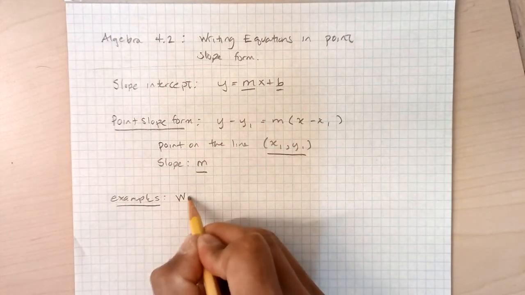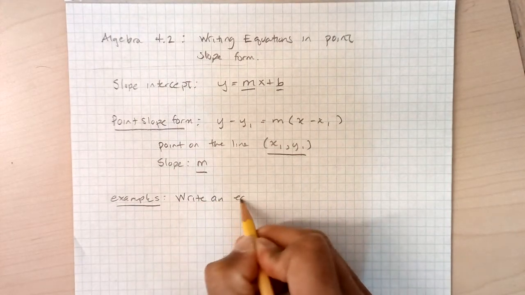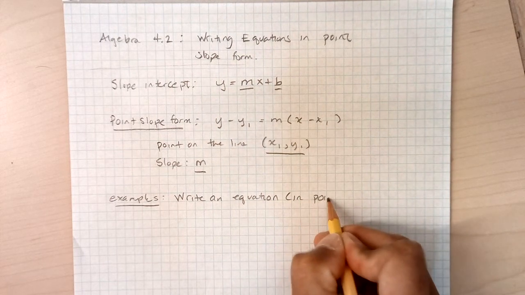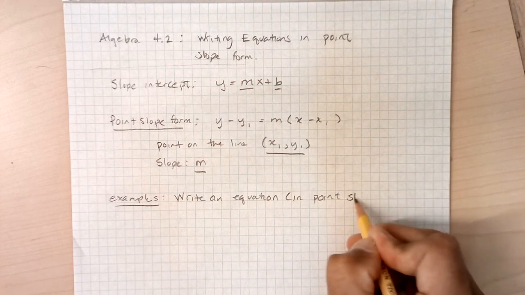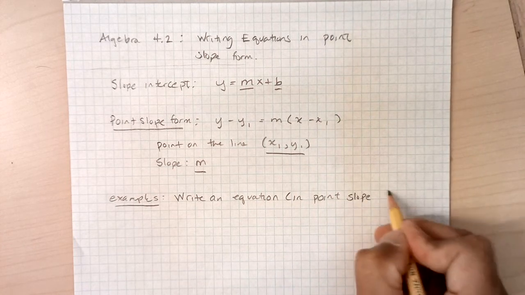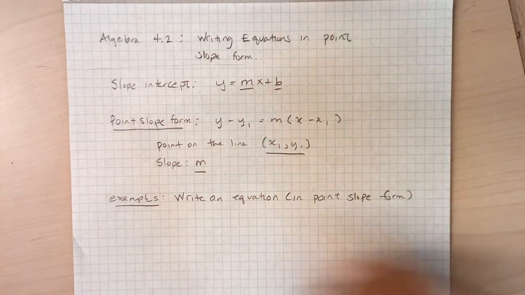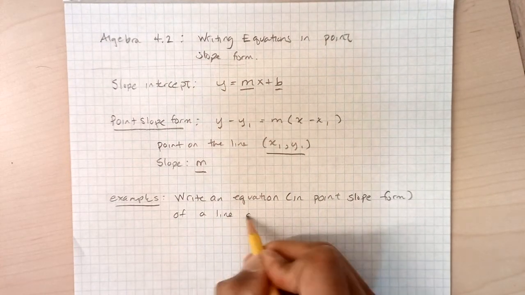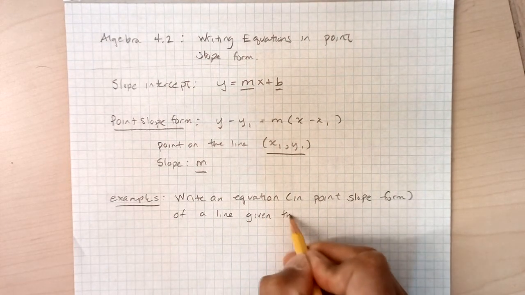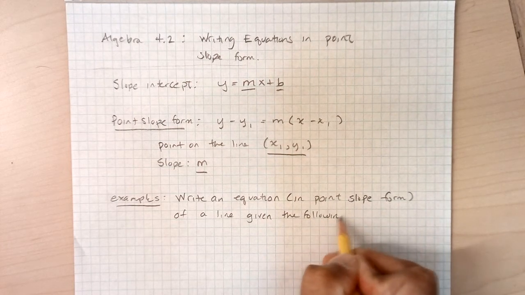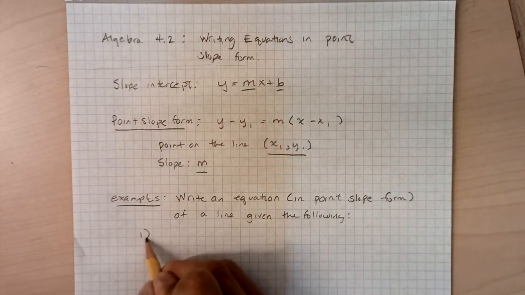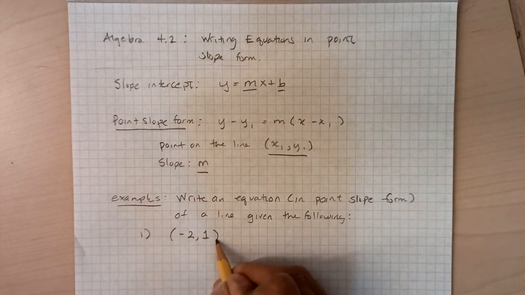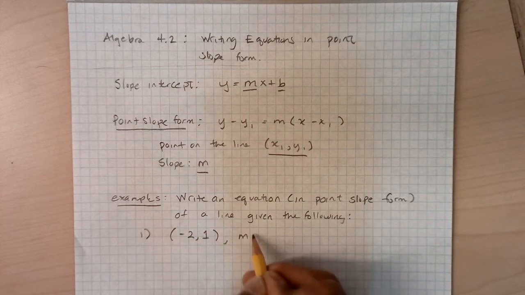So first example here, I'm going to write an equation specifically in point-slope form. Always follow the directions. Sometimes you're asked to write an equation in point-slope form. Sometimes you're asked to write an equation in slope-intercept form. But I want to write an equation specifically in point-slope form of a line given the following. For my first example, I'm given a point on the line, negative 2, 1, and then the slope, m, is negative 3.